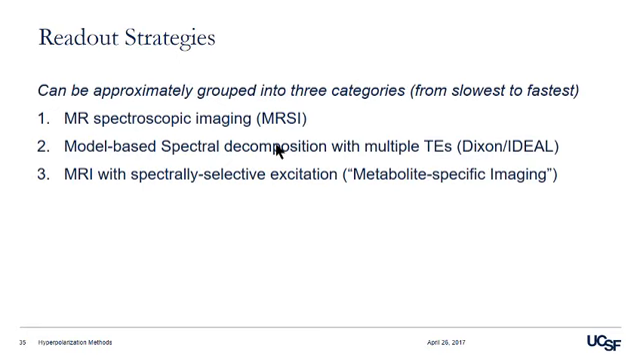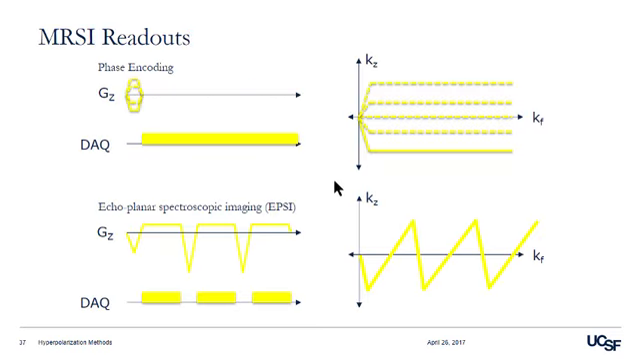So I group our acquisition strategies into these three groups, basically from the typically slowest to the typically fastest. I have MR spectroscopic imaging techniques, model-based techniques like Dixon, based on concepts of Dixon MRI or IDEAL, and then MRI with some sort of spectrally selective excitation, what we call metabolite-specific imaging.